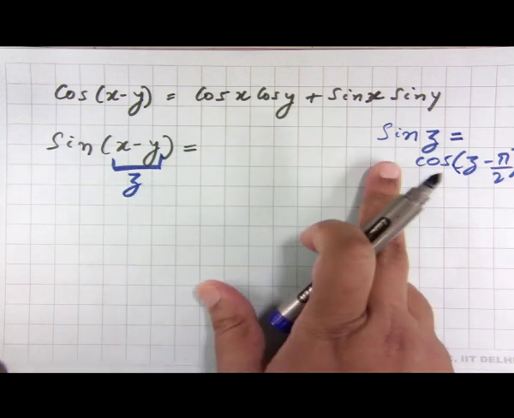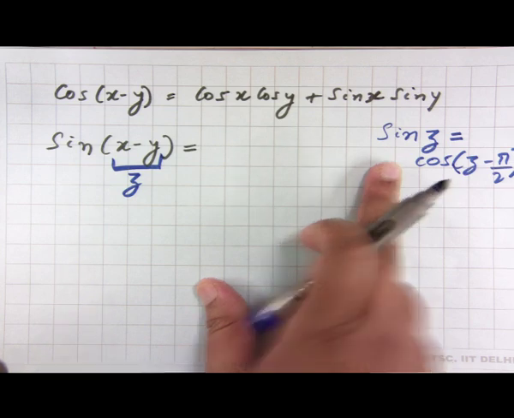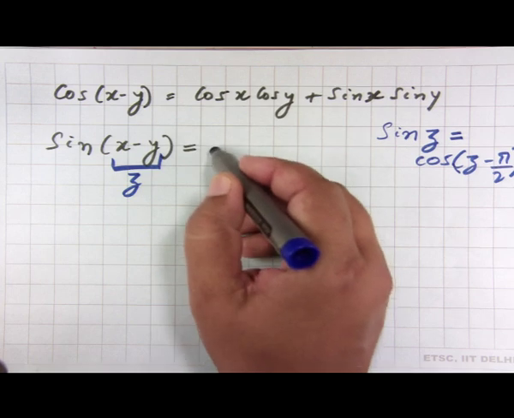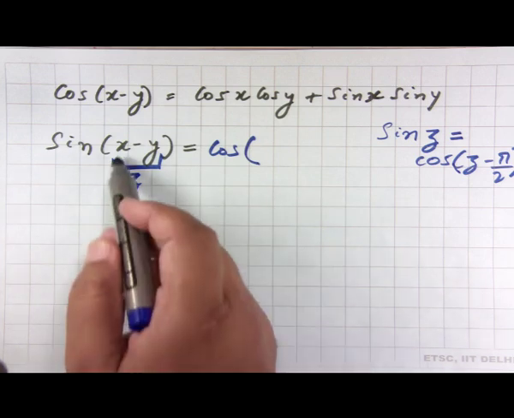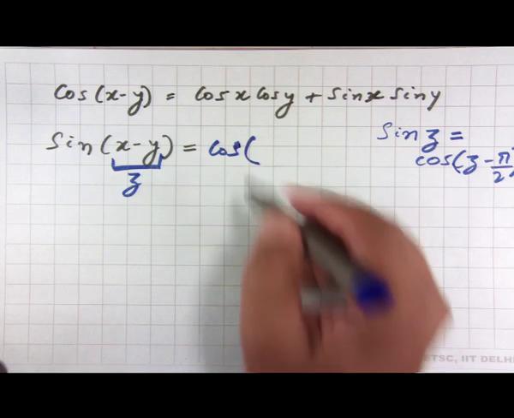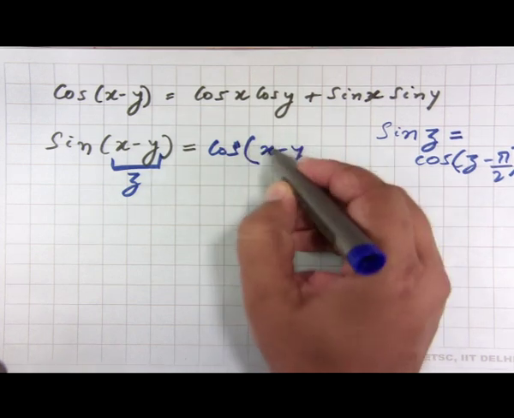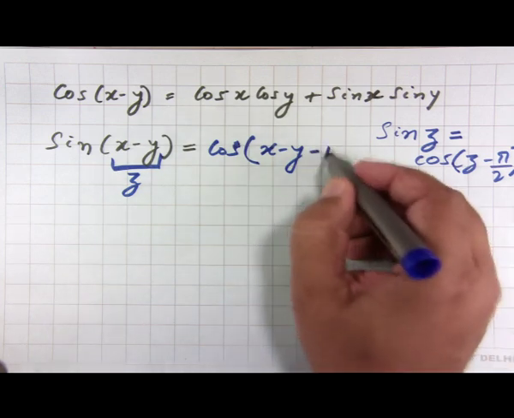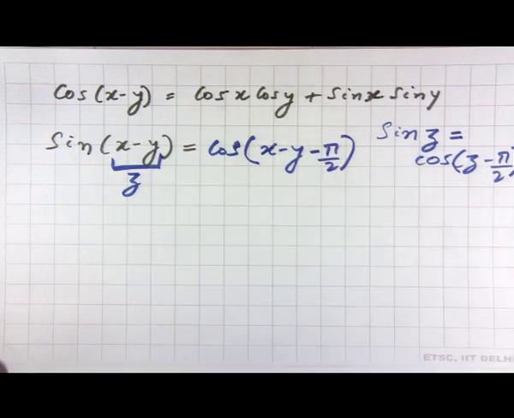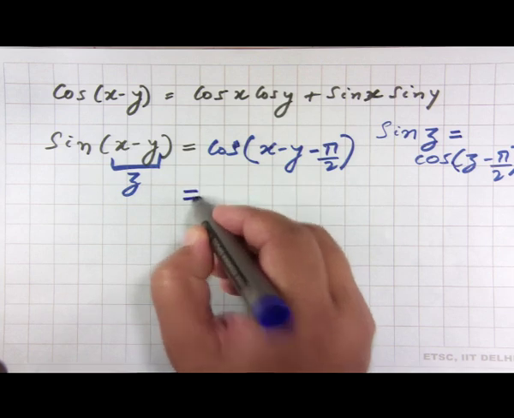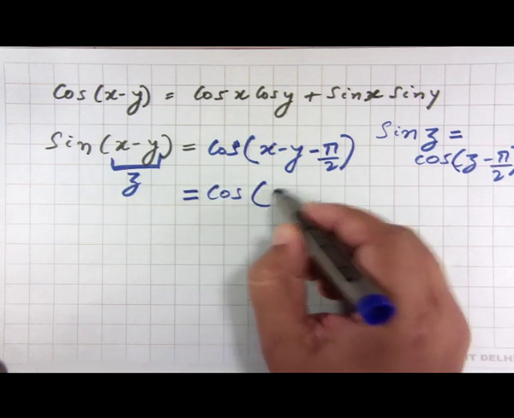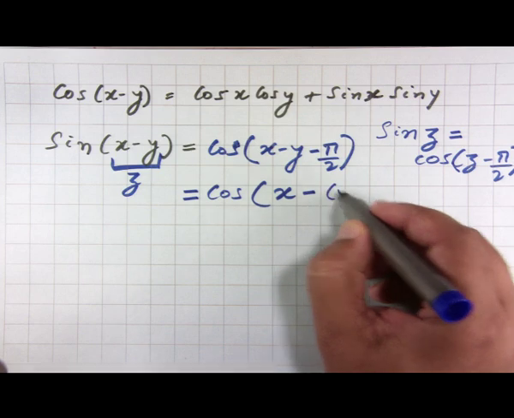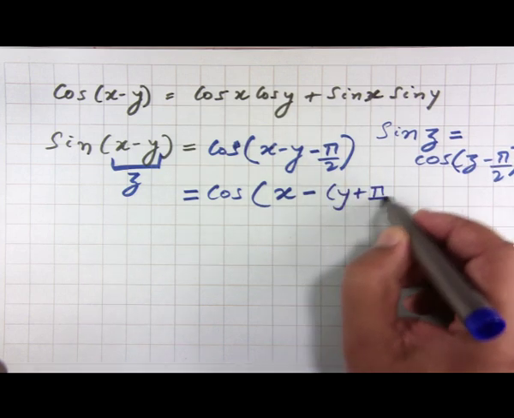And here we will treat this as equal to z. So, by using this identity, sin of z is cos of z minus pi by 2, but z is x minus y. So, this is cosine of z minus pi by 2, which I can write as cosine of x minus y plus pi by 2.